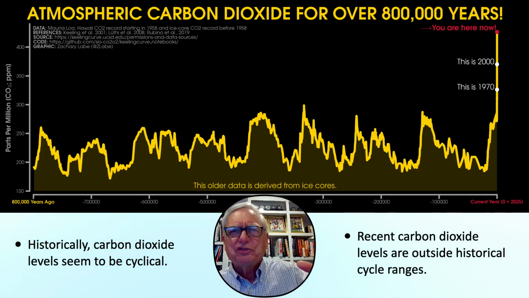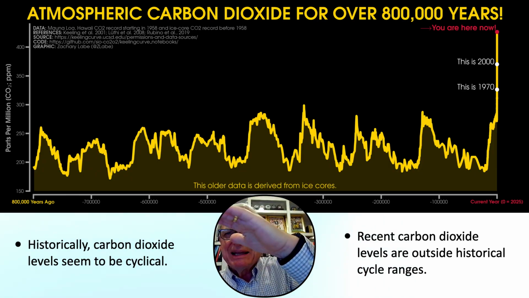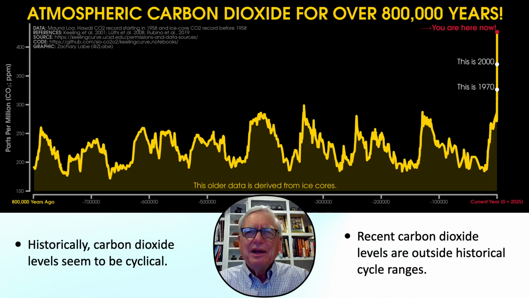There's sort of a range of under 200 to maybe up to 300, and then back down again. So we've been in that range, and we seem to go through these cycles. But if you take a look at what's happened recently, we've gone way, way past those cycles, and that is human-caused greenhouse gases, or carbon dioxide levels in the atmosphere. You can see it's way beyond these natural cycles.